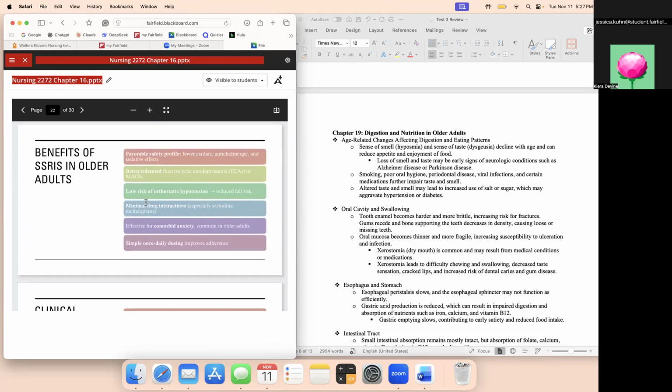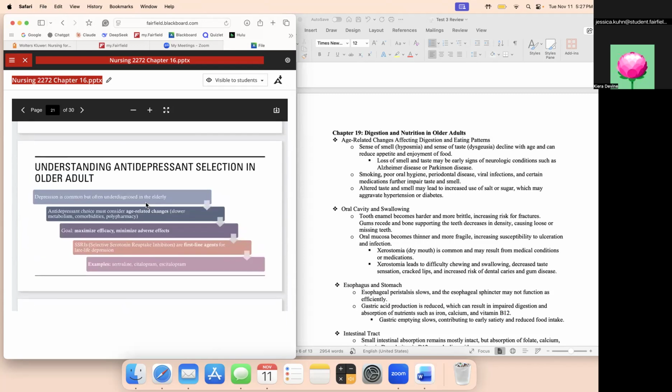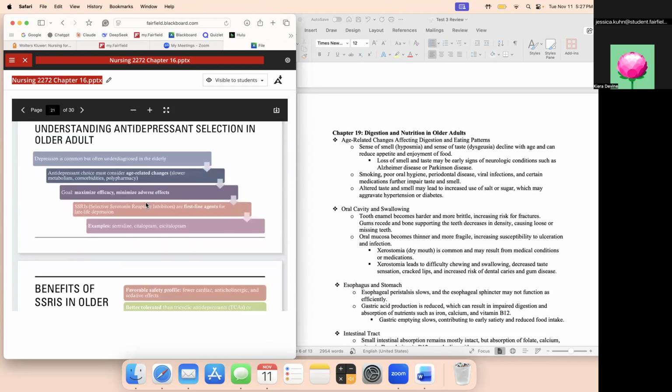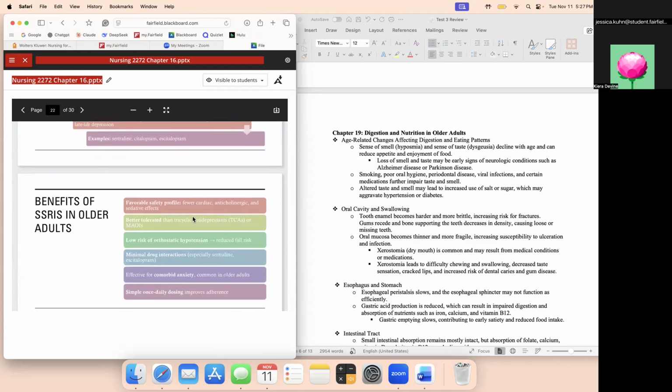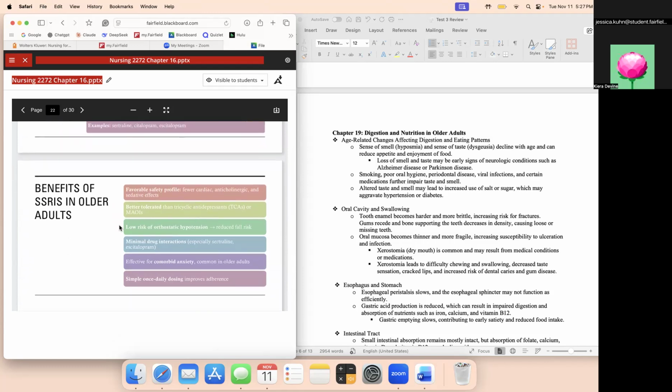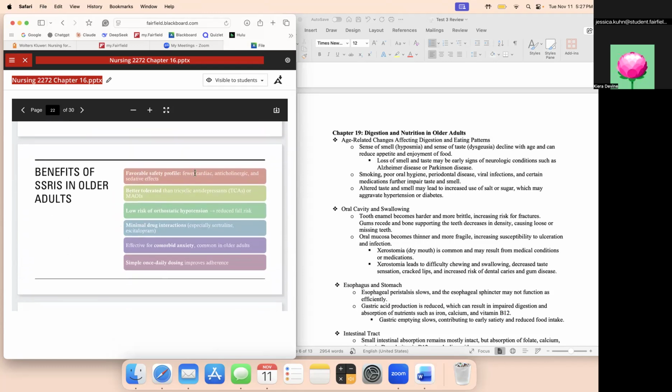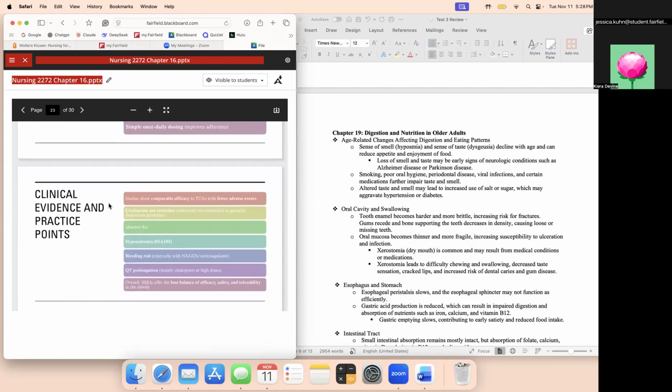It does look like she talks a lot more about the medications down here. Antidepressant choice, maximize efficacy. SSRIs are the most important ones. I would keep an eye on what the names are for these, since those are favored. I wouldn't go too crazy learning what's in the book based on those. Maybe glance at those boxes, but if they're on these slides, I would know it.